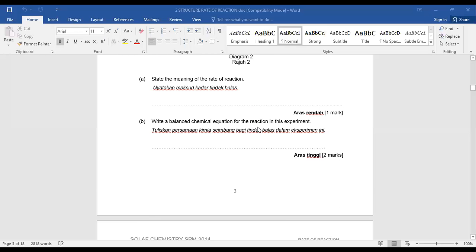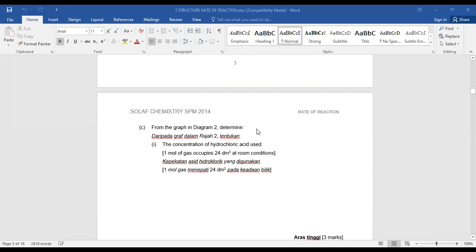Here, next part. From the graph, determine the concentration of hydrochloric acid used. Okay, now, what is the meaning of concentration? The concentration means we are going to calculate using the unit mole per decimeter cube.